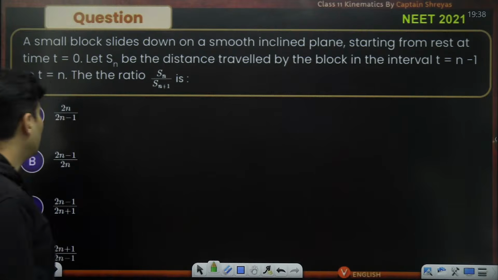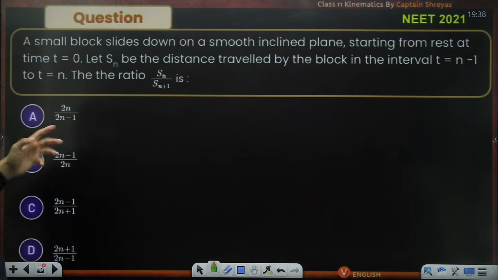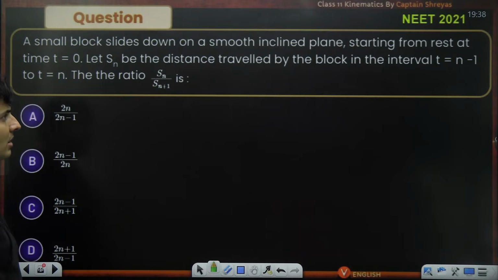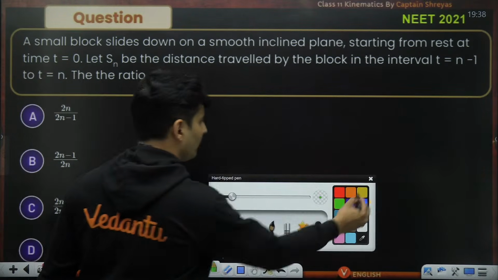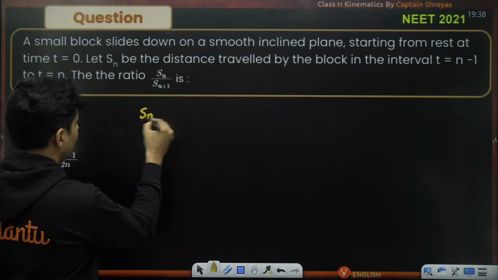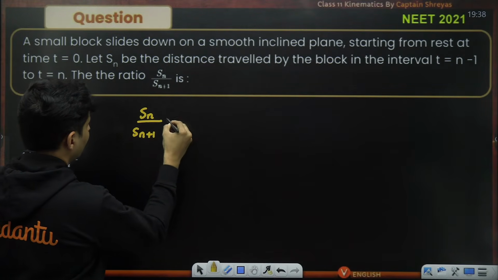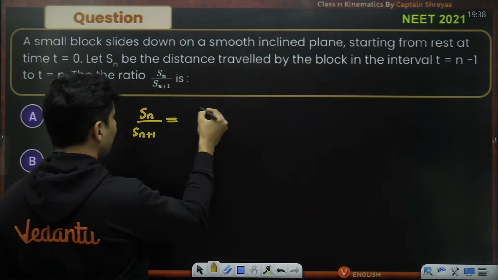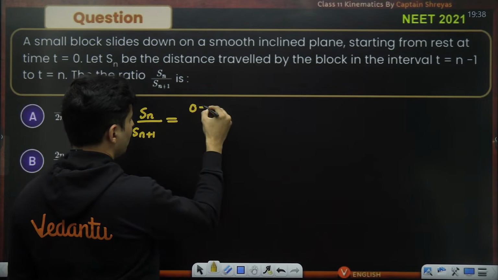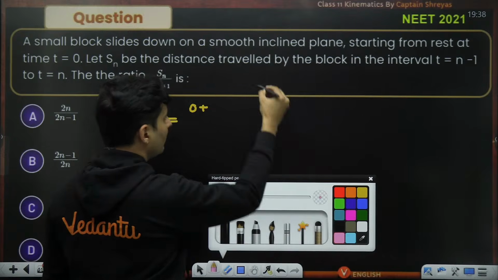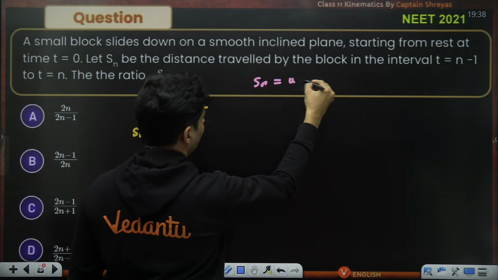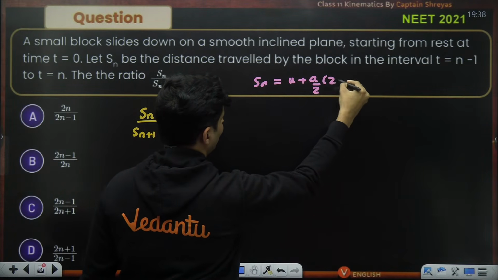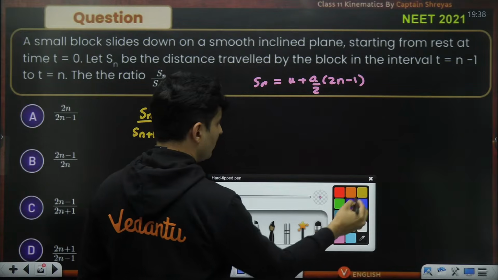Let's do this NEET 2021 question. A small block slides down, starting from rest. Let Sn be the distance in the n minus 1 to nth second. The ratio of Sn by Sn plus 1 is how much? Sn, starting from rest, well, u is 0 plus, remember I'm using this formula, Sn is u plus a by 2 into 2n minus 1. Okay, that's the formula I'm using.